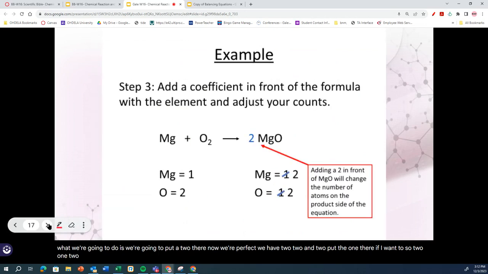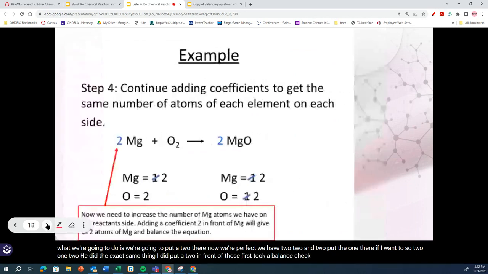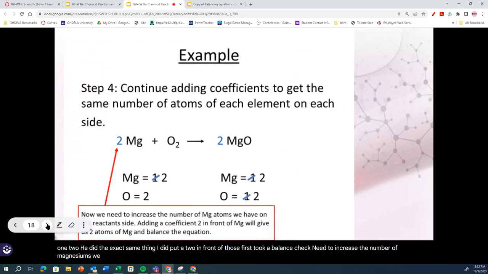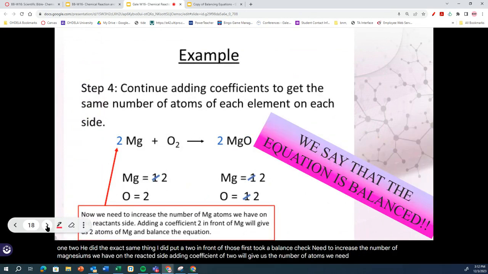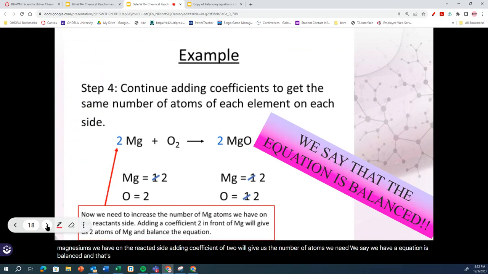All right, so he did the exact same thing I did. Put a 2 in front of those. First he took a balance check. You need to increase the number of magnesiums we have on the reactant side. Adding a coefficient of 2 will give us the number of atoms we need. We say an equation is balanced, and that's how we prove the law of conservation of mass.